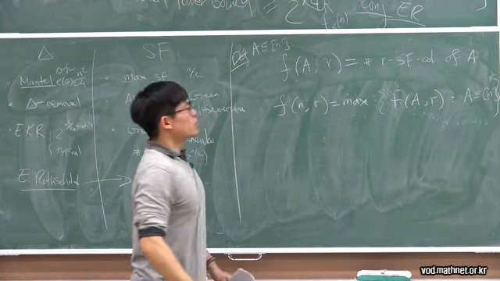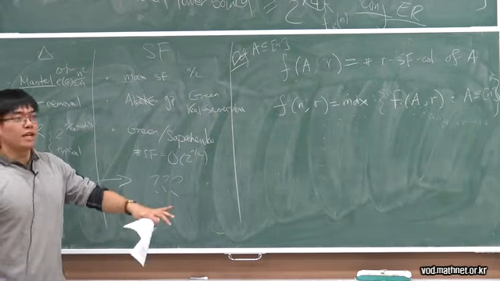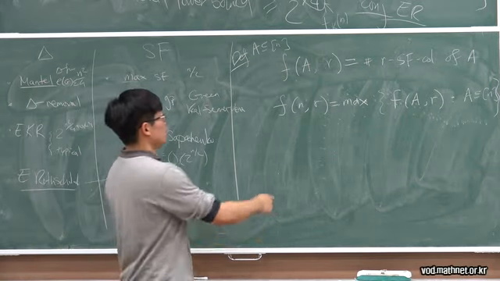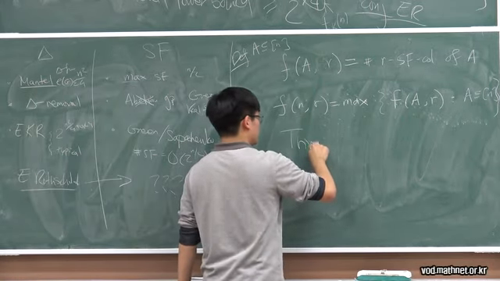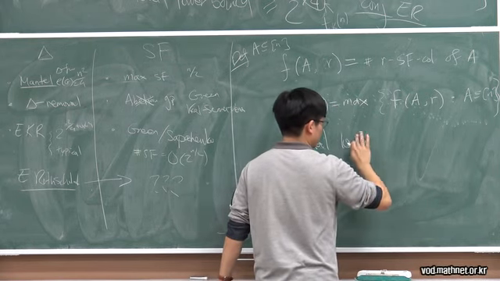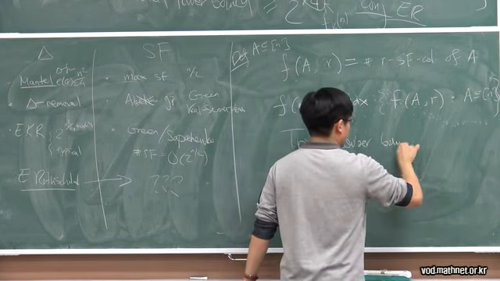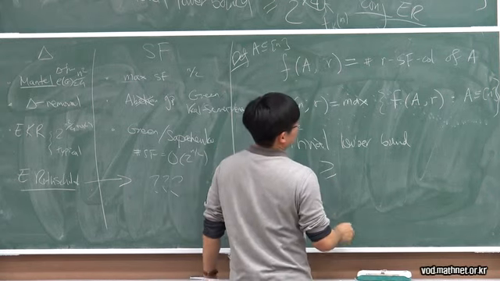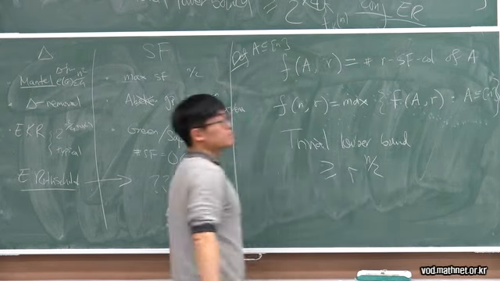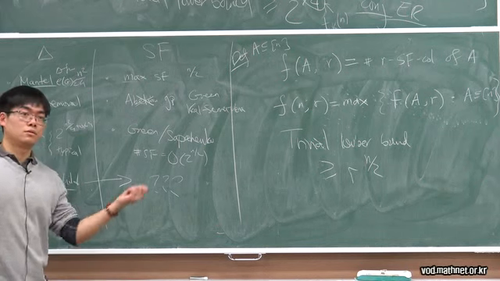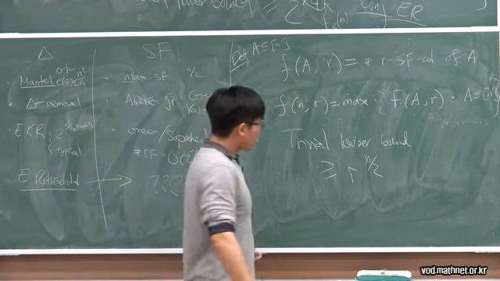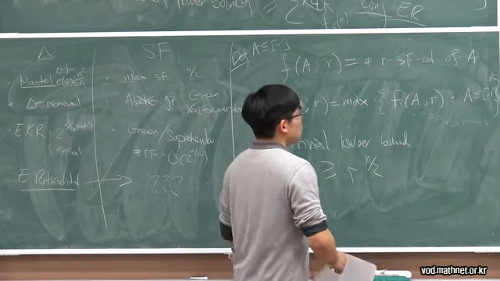A trivial lower bound is, as we had before, if A itself is sum-free, then it's easy. We can color it whichever way we want. So the trivial lower bound is that F_n(r) is at least r to the n over 2. We let A be a maximum size sum-free set.